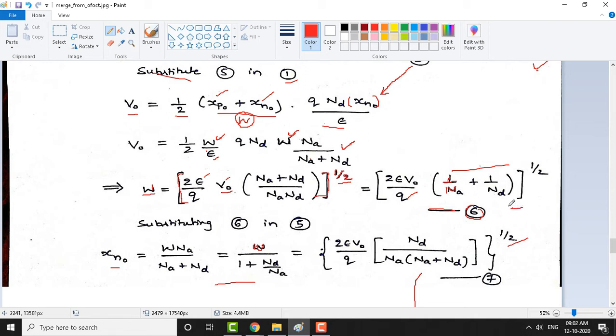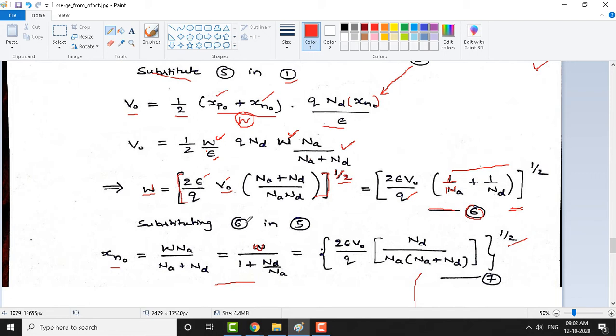Whatever equations are numbered, you should remember them so that we use these equations in solving problems. I will solve a couple of problems in the upcoming class based on this W, xn naught and xp naught. So just remember these equations. I suggest you write down all these equations at the end of your notes. You can separate these formulas module wise, so that you can remember them very easily.